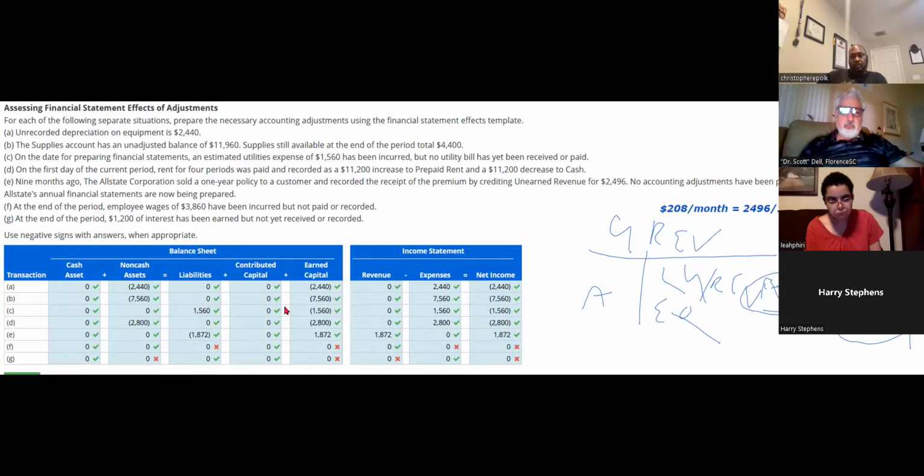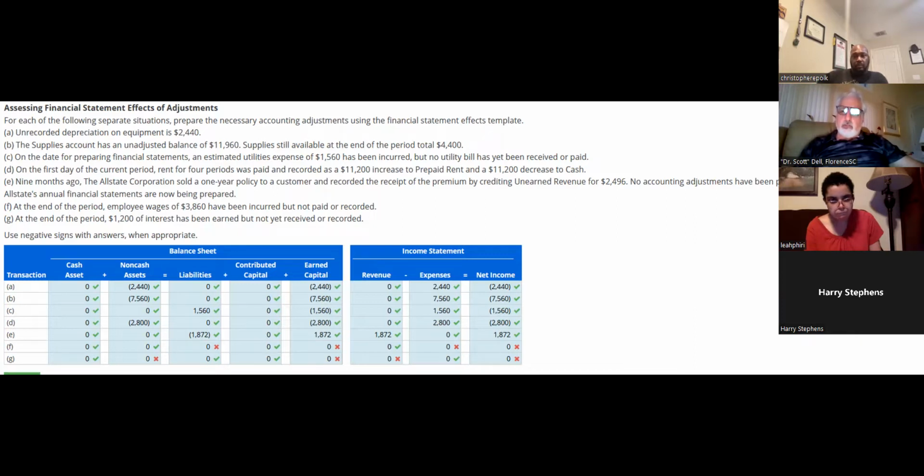Bingo, well done. Okay. I want to talk a little bit more about G when we get to it, about interest, but let's go ahead and go on to wages that we have to accrue. We have to estimate, we have to figure out exactly. We're not paying the wages yet. No cash is changing hands, but the employees earned it, and we need to put it on the books for the right time period. So what does it tell me? At the end of the period, employee wages of 3860 have been incurred, but not yet paid.